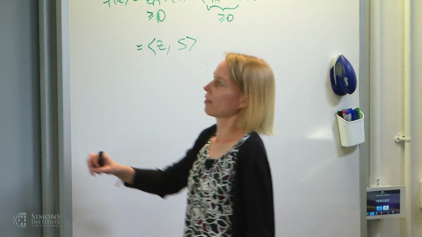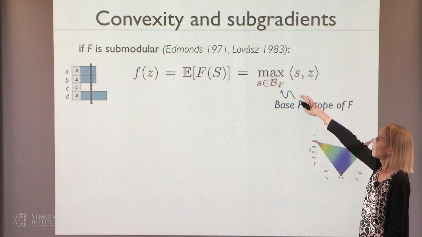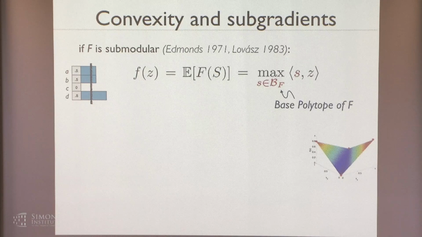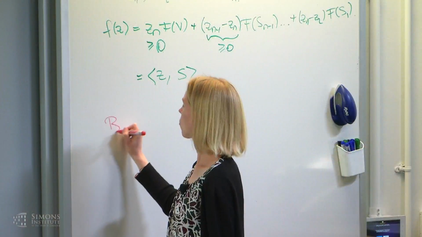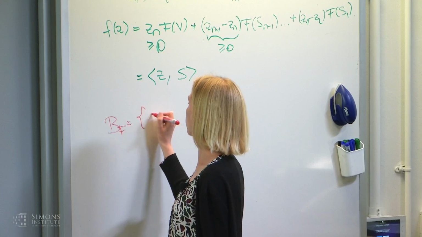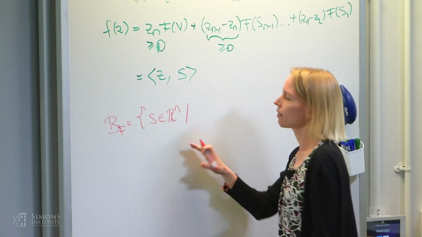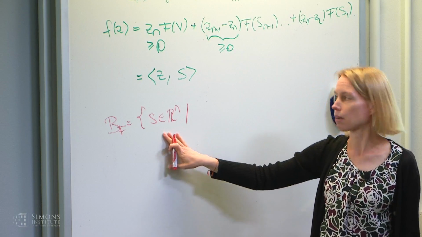So what is this guy here, this BF? This BF is a very special polytope. Every submodular function has a special polytope associated with it, and this polytope is defined by the submodular function. It's called the base polytope, and it's defined as the set of all vectors in Rn that are essentially dominated by my submodular function.